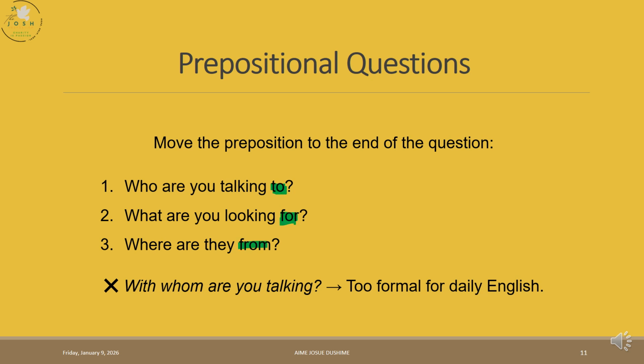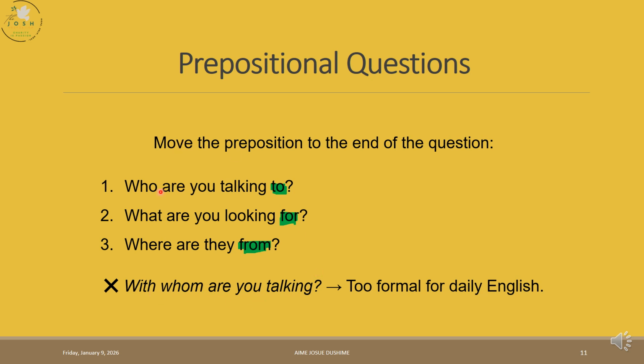Even here we have a preposition, which means that when we reach what we call the prepositional question, we put prepositions at the end. Who are you talking to? What are you looking for? Where are they from? We also say with whom are you talking, or to whom are you talking, and who are you talking to?